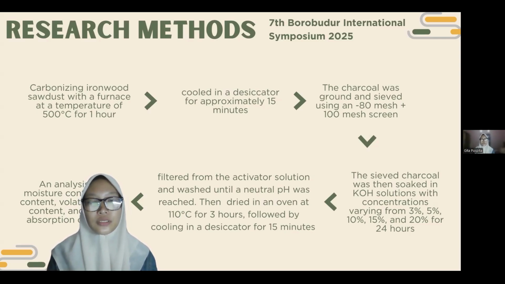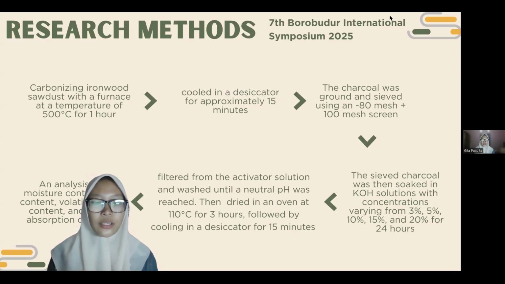After the carbonization process is complete and the activator solution is ready, the next step is that the charcoal was ground and sieved using a screen with a size of 80 to 100 mesh to obtain a uniform particle size. And then the sieved charcoal was soaked in KOH solutions with varying concentrations, which are 5%, 10%, 15%, and 20%, for 24 hours.